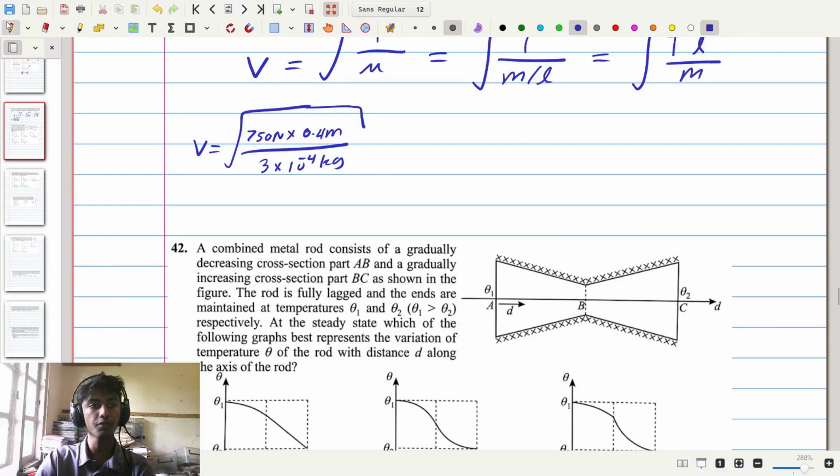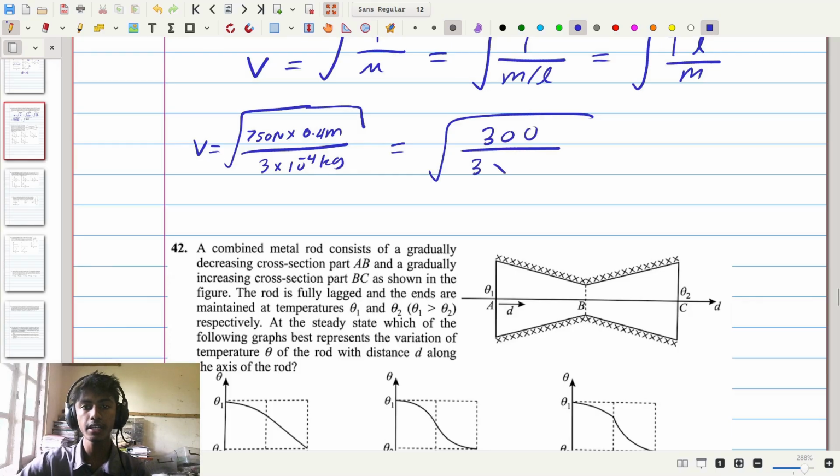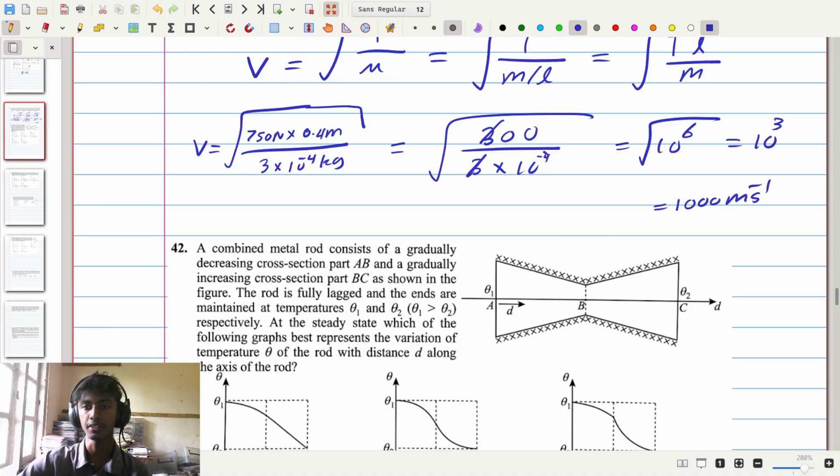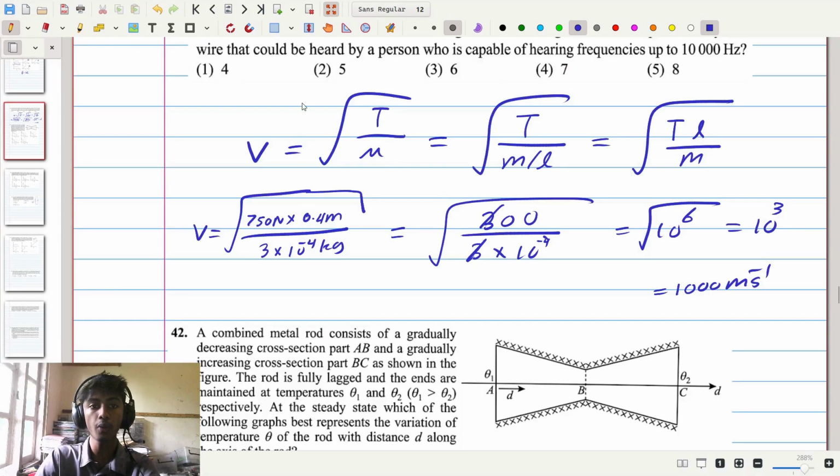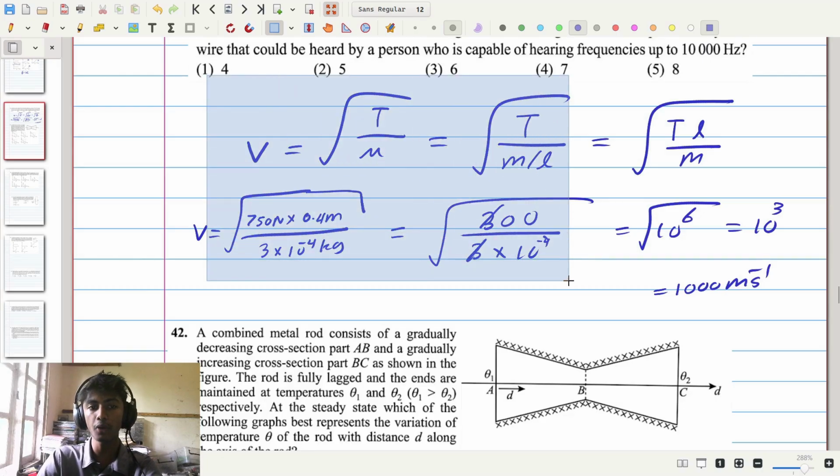Simplifying, we get the square root of 750 times 0.4, which is equal to 300, divided by 3 times 10 to the minus 4, which gives 100 divided by 10 to the minus 4, which is equal to 100 times 10 to the 4, or 10 to the power of 6. So we get the square root of 10 to the power of 6, which is equal to 10 to the power of 3, or 1000 meters per second. Therefore, the speed of sound in the wire here is equal to 1000 meters per second.